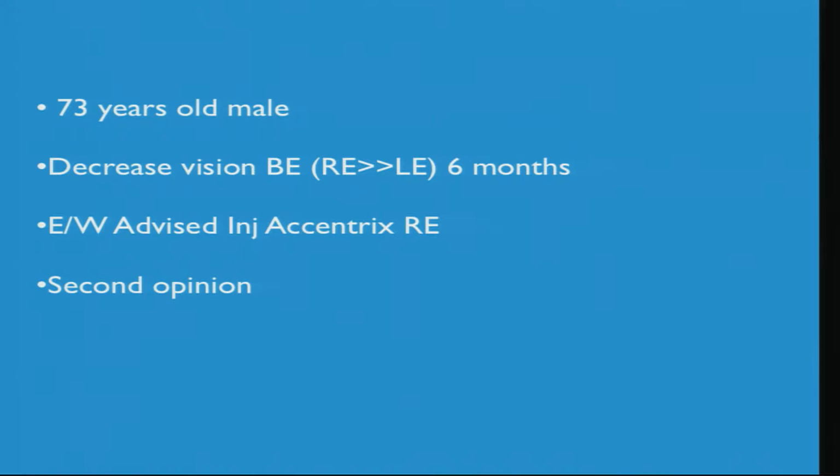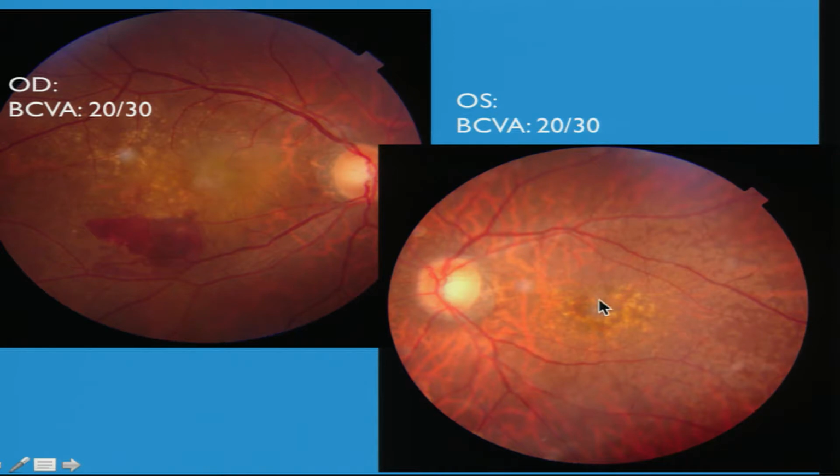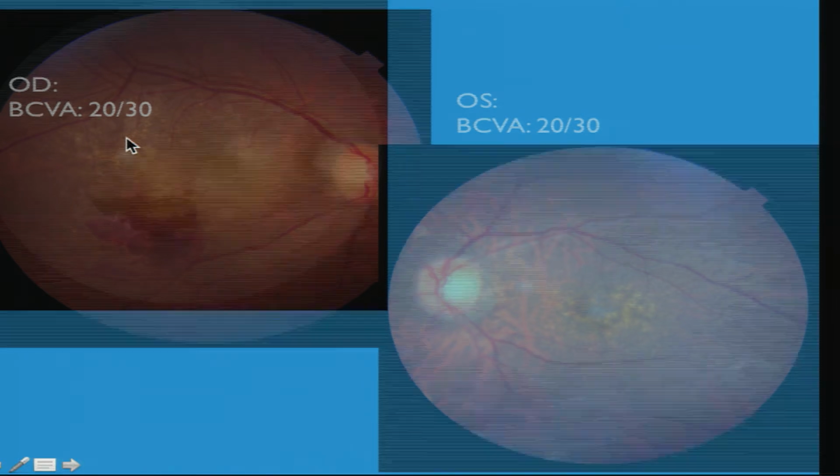Let's move on to the next case, a 73-year-old male who presented with decreased vision for the last 6 months, and he was advised to get an injection. He was coming from Calcutta. If you look at the right eye, it is very much in favor of wet AMD. You see these drusen, along with some exudation here and the presence of subretinal hemorrhage. The left eye does show some drusen, so things are pretty much under control. With 20/30, this patient has wet AMD.